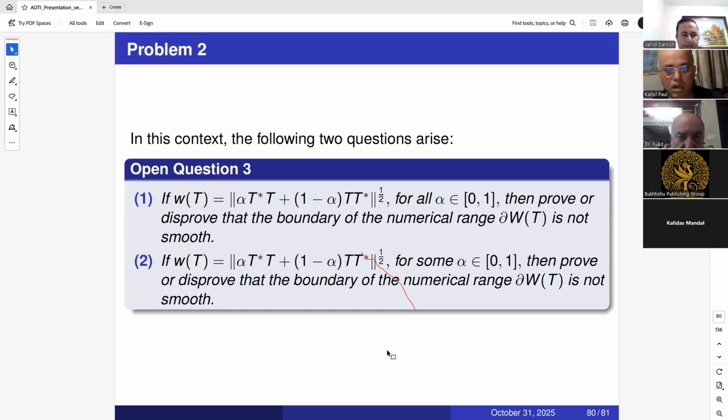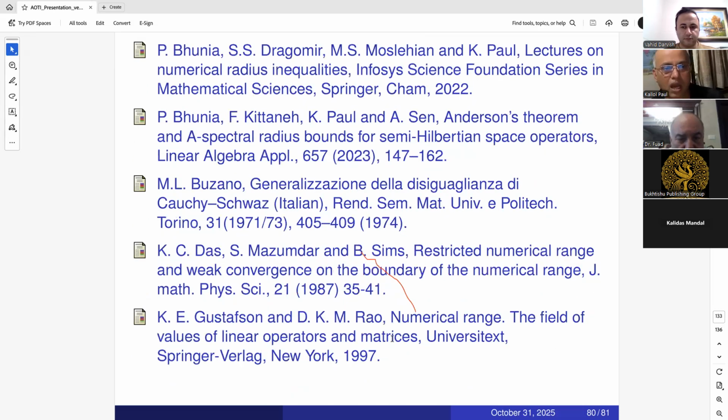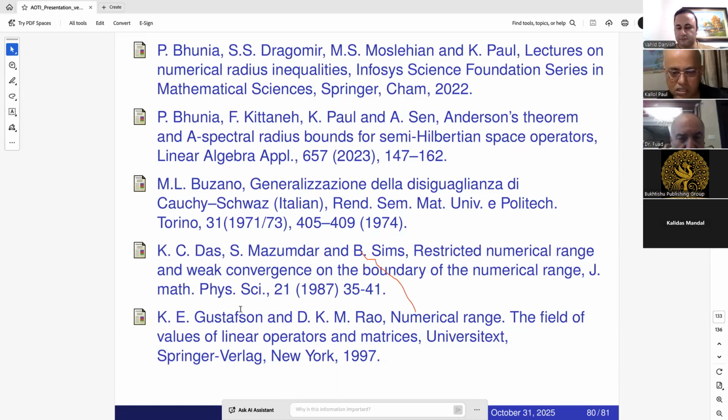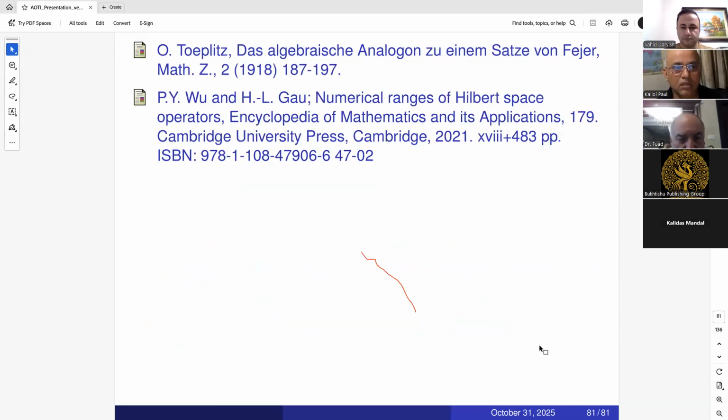So this is all I wanted to say. Maybe I will go to the references. You can see lots of papers of Professor Fuad and our group. And I would like to highlight some books. This is one book, a famous book by Gustafson and Rao, Numerical Range, with inequalities and all these things. You must have this book. Then there is, I believe, this book by Gau and Wu also. This one I was talking of, Gau and Wu. This book is also very nice and very interesting. You should have a look at this.